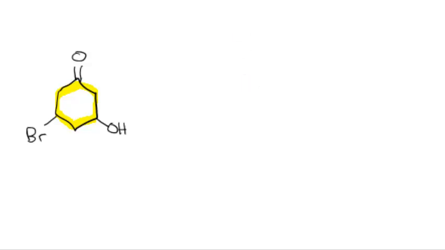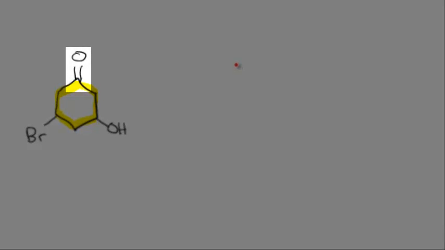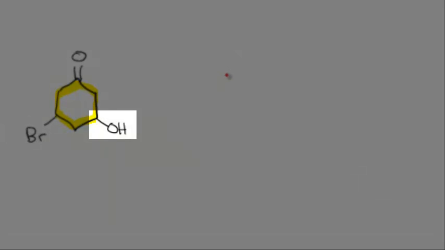And we'll make sure to give the carbonyl carbon our lowest possible carbon number, so that will get carbon 1. Now the question becomes, which direction do I go, clockwise or counterclockwise? Well, the next highest priority group is the hydroxyl OH. That's higher in priority than the bromine.